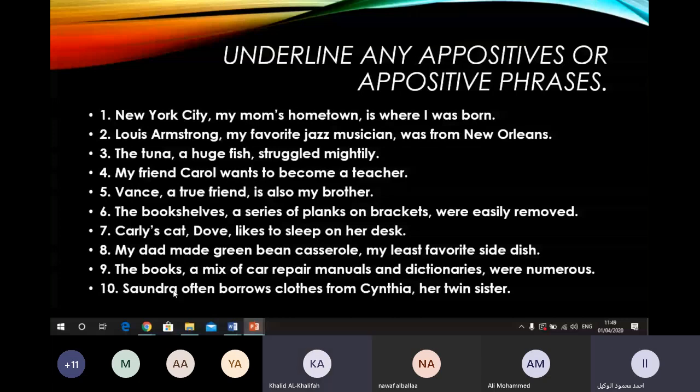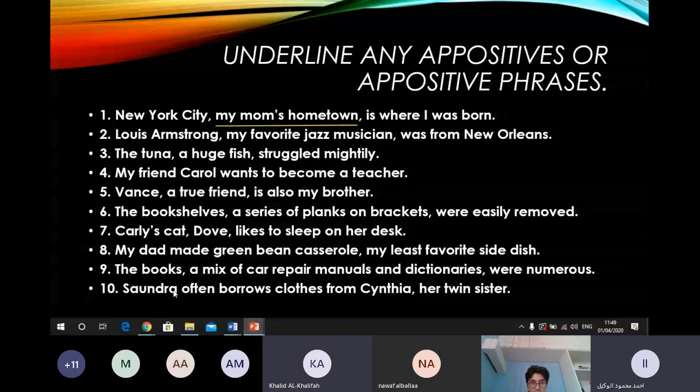Okay. So in practice A, guys, underline any appositives or appositive phrases. Number one, starting with Nawaf. Number one: New York City, my mom's hometown, is where I was born. So where is the first noun? My mom's hometown. So my mom's hometown is here the appositive phrase, right?